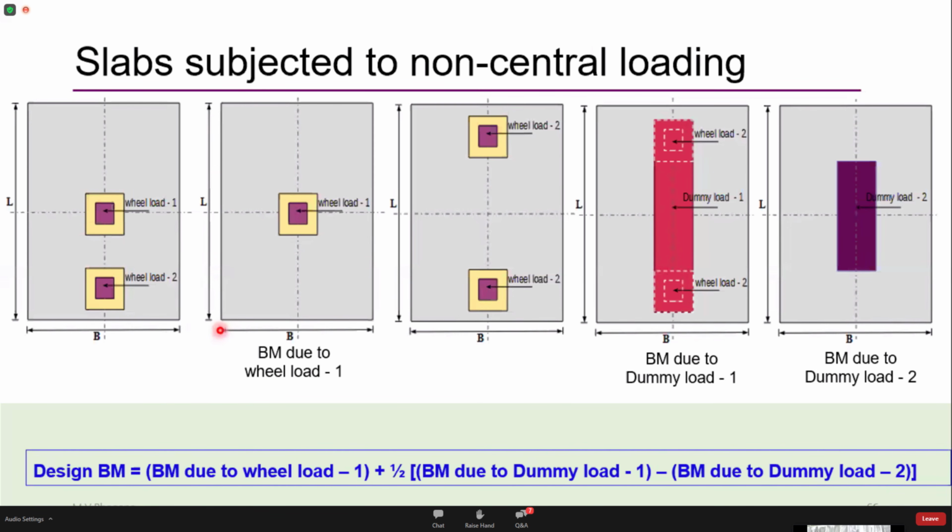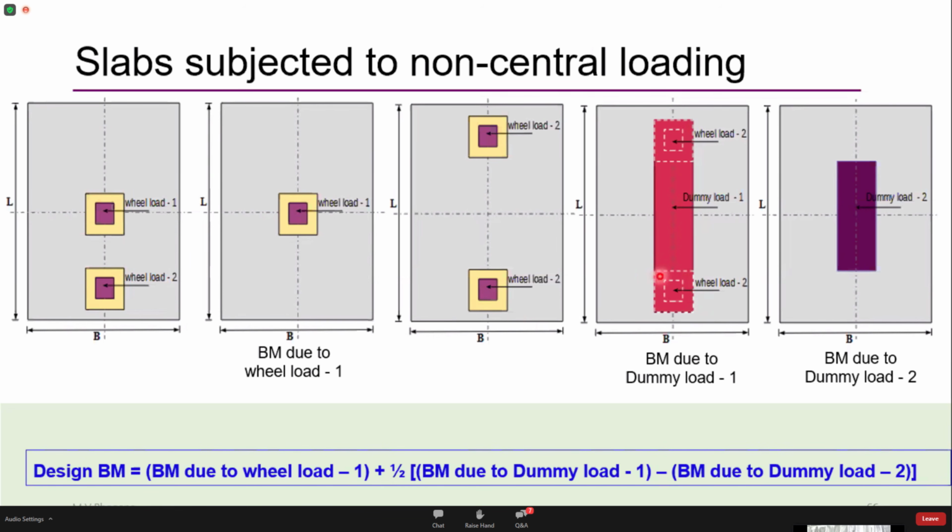Next, I'll consider wheel load 2. I'll place wheel load 2 here, and I'll place one more wheel on the other side, symmetrically opposite to this. So I can calculate the dispersion along the width. Then I will create a dummy load 1, which extends from one end to the other end, something like this. So the length will be equal to the end to end of dispersion. The width will be equal to the width of the dispersion of wheel load 1 and wheel load 2.